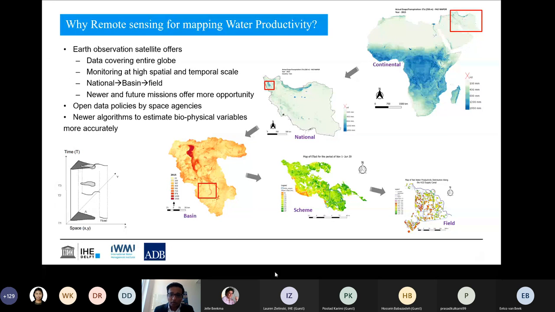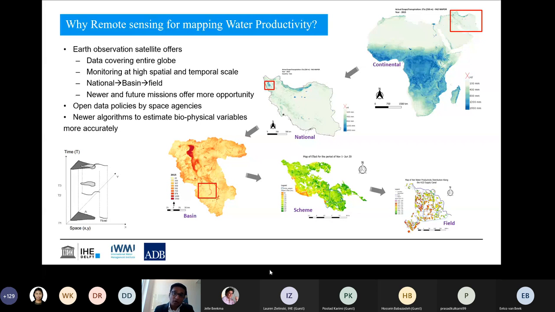In the diagram on the right side, I demonstrate an example where data from Earth observation satellites are using remote sensing techniques to map actual evapotranspiration at a continental scale over the entire Africa, which is coming from a database called WaPOR, developed by FAO and other partners. And this database itself is at 250 meters, which is quite high from the perspective of a continent.